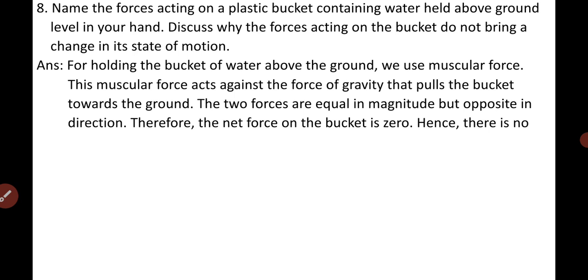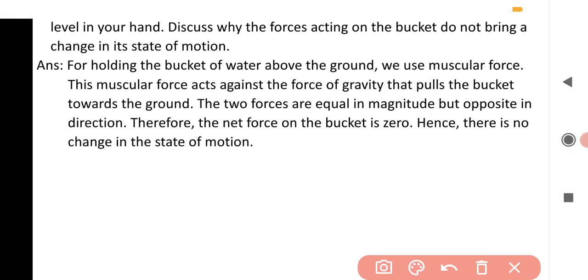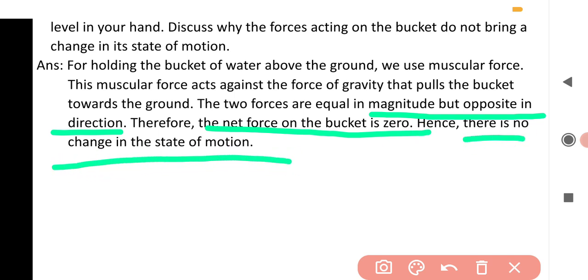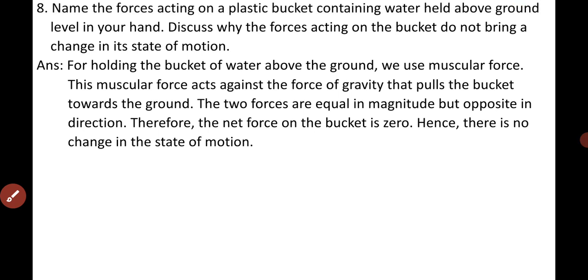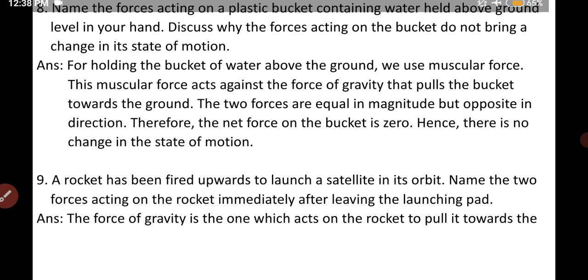The net force on the bucket is what? 0. Why? Because the two forces are equal in magnitude but opposite in direction, and therefore the net force on the bucket is 0, and there is no change in the state of motion of the plastic bucket. Clear? So this is the answer of question number 8. Let's move to the next question, question number 9.